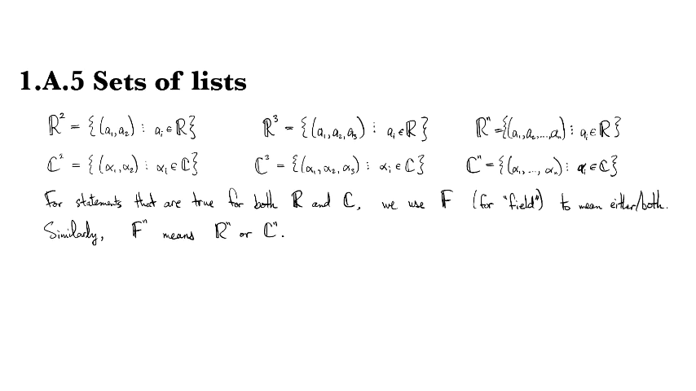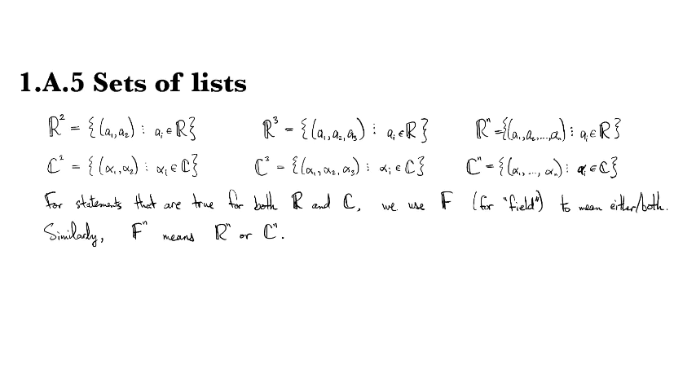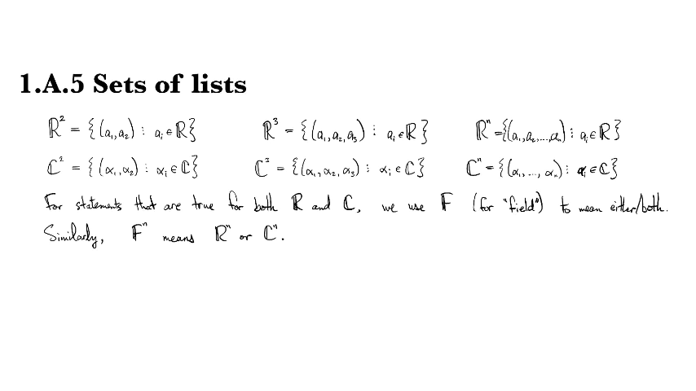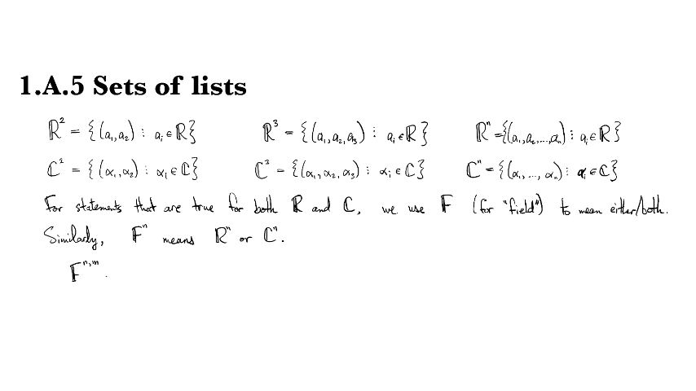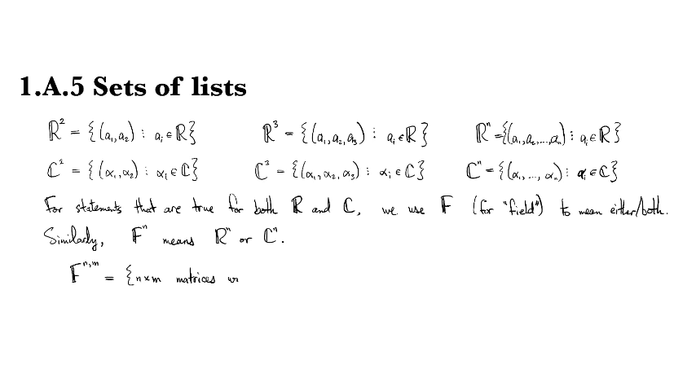Okay, and there's other fields besides R and C, and I'll make a little optional video clip for you to look at if you're interested in what the word field means and so forth. We might also talk later on about Fn comma m, so two exponents up there, and that'll be our notation for n by m matrices with entries in F.